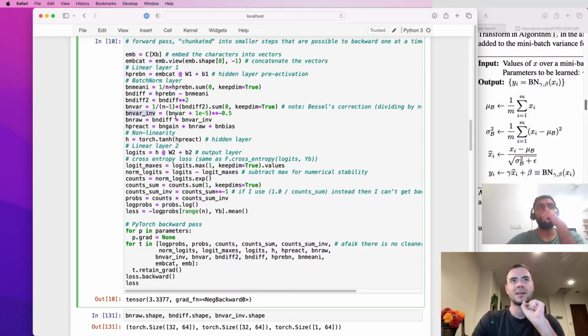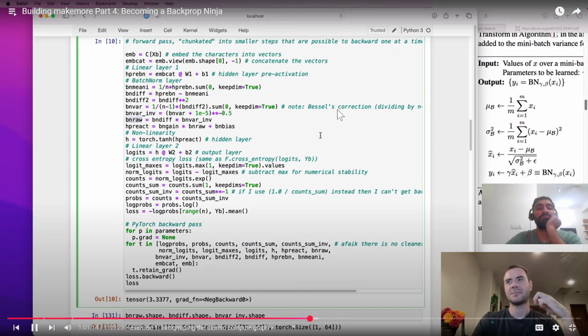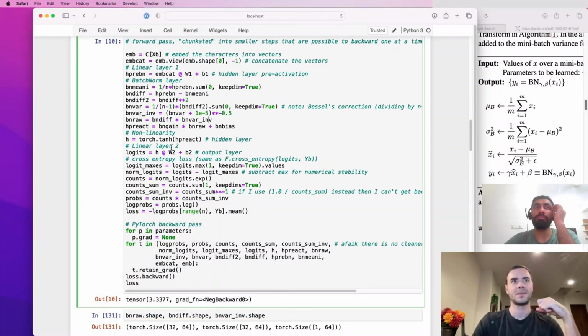Bn var inv then becomes basically Bn var plus epsilon. Epsilon is 1e-5, and then it's 1 over square root, which is the same as raising to the power of negative 0.5, right? Because 0.5 is square root, and then negative makes it 1 over square root. So Bn var inv is 1 over this denominator here. And then we can see that Bn raw, which is the x hat here, is equal to the Bn diff, the numerator, multiplied by the Bn var inv. And this line here that creates H preact was the last piece we've already backpropagated through.